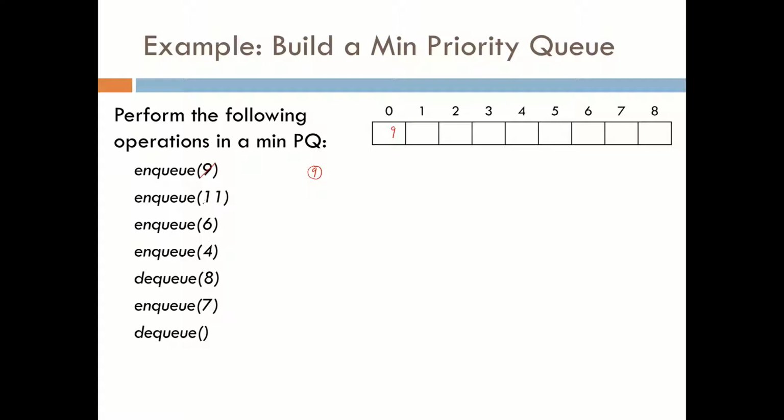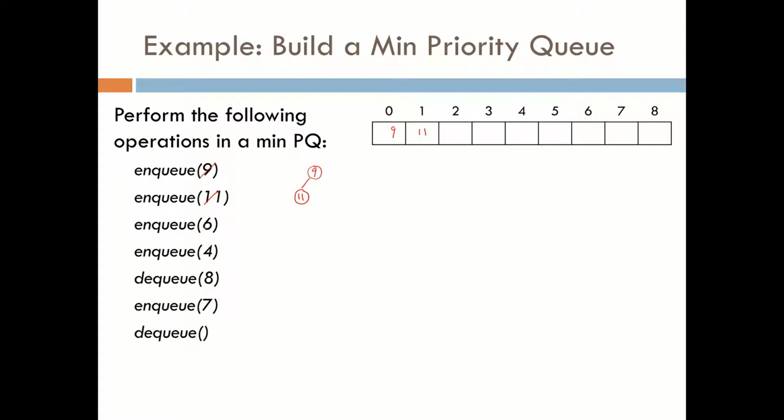And we now bring in element 11, and we place it in the array, and then our heap looks like this. And so this is a min queue. So we're going to check if 11 is less than or equal to 9. And if it is, we're going to swap it. In this case, 11 is not less than or equal to 9. And so we're done with the heaping up.